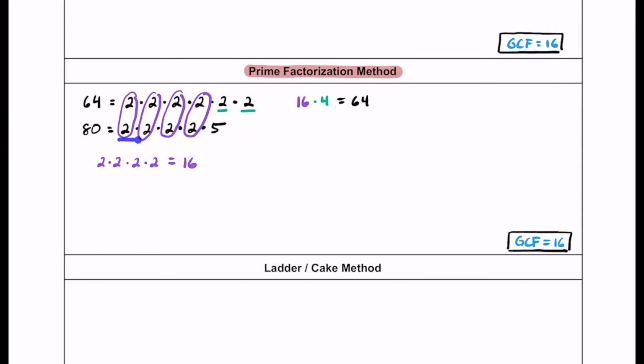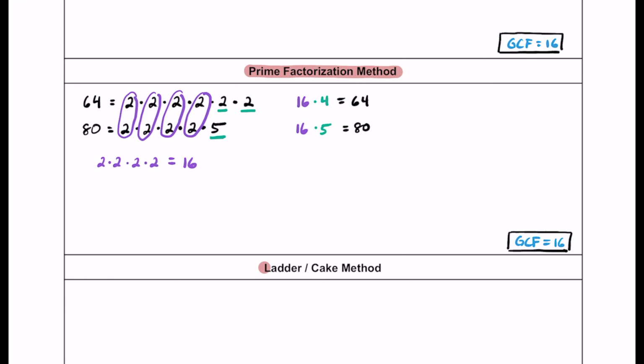And then you can look at these 4 2's, that's also 16. 16 times whatever leftover number, 16 times 5. So we go ahead and write it here, 16 multiplied by 5. That's going to equal the 80 that we started with. All right, so if you're wondering what the factor pairs are, that's what it's going to be.